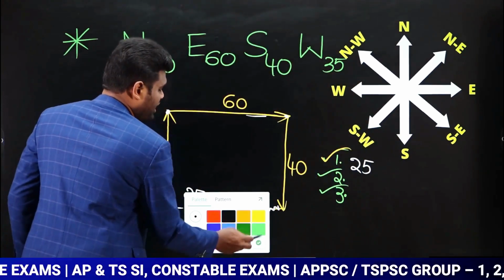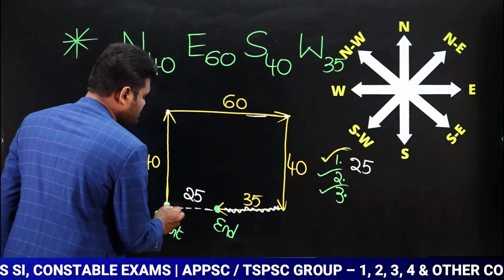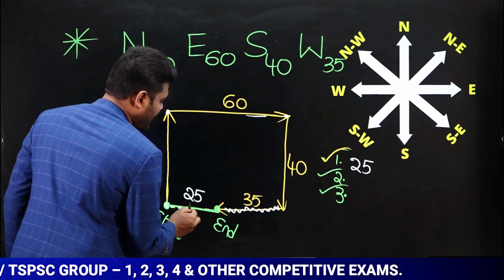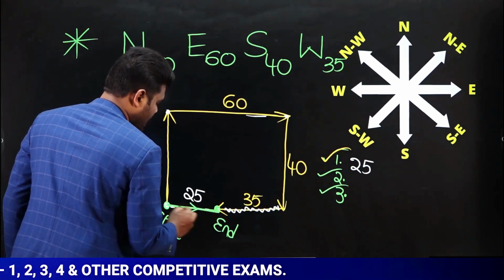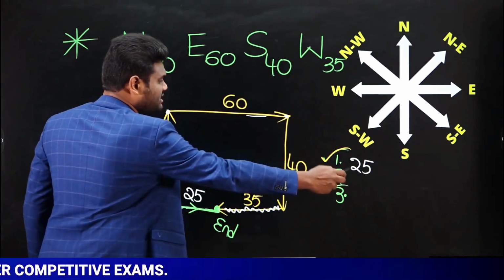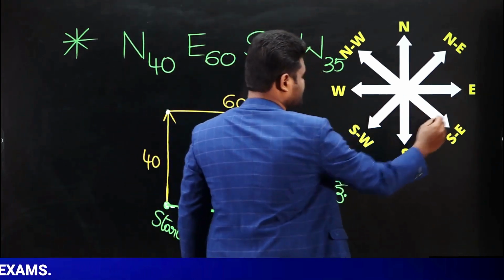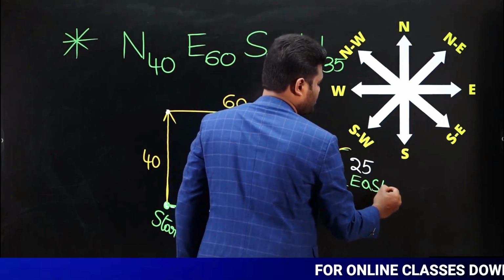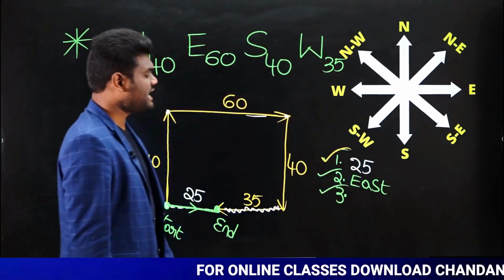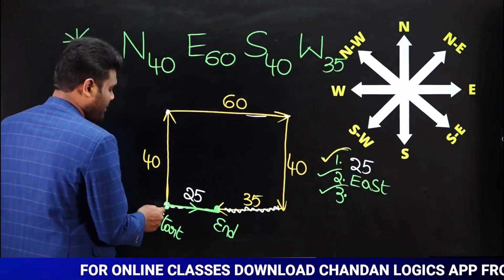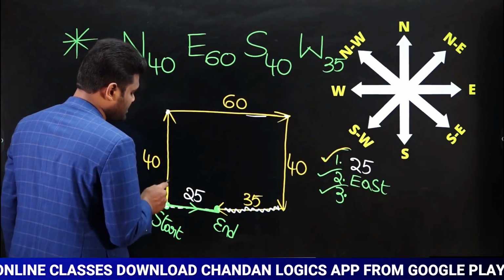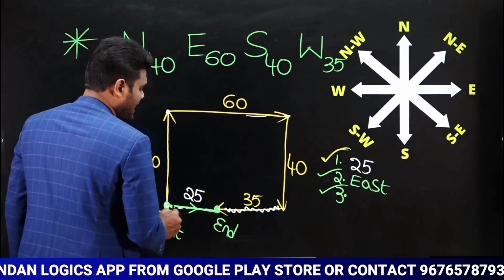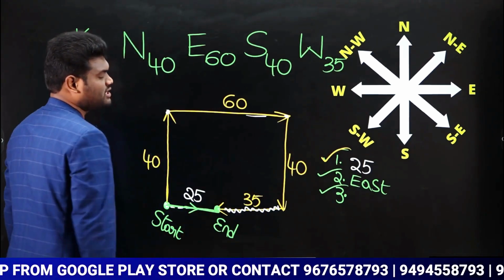Now observe carefully. If I look from the starting point, in which direction is the ending point? If I look from the starting point, the ending point is in this direction. Yes or no? Now what is this direction? This direction is nothing but the east direction. So the answer for this is going to be east. If the question is, in which direction is he now from the starting point, I need to take the starting point as reference, and he is now in the east direction. So the answer is east.